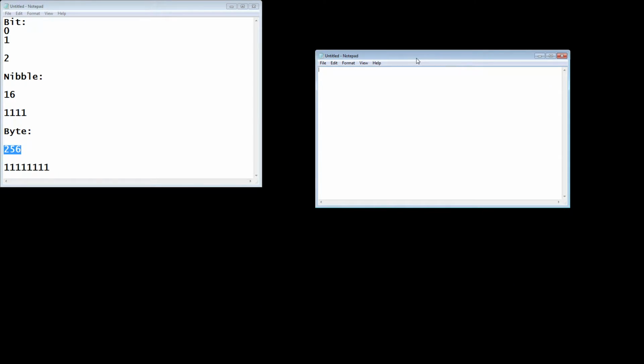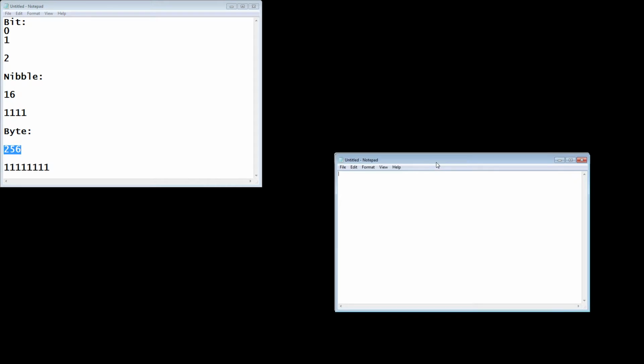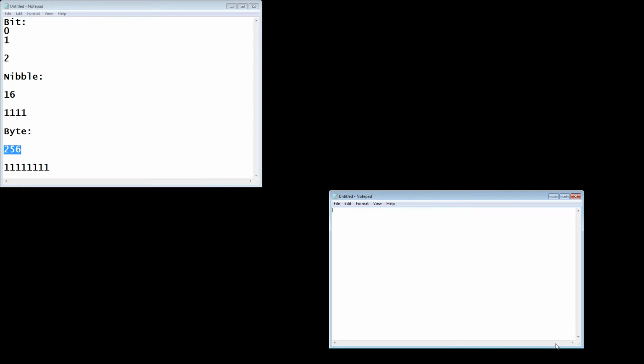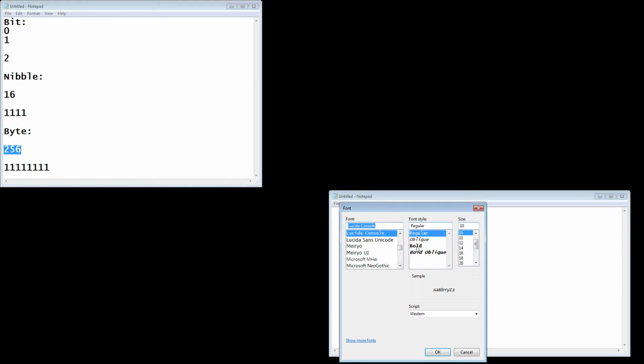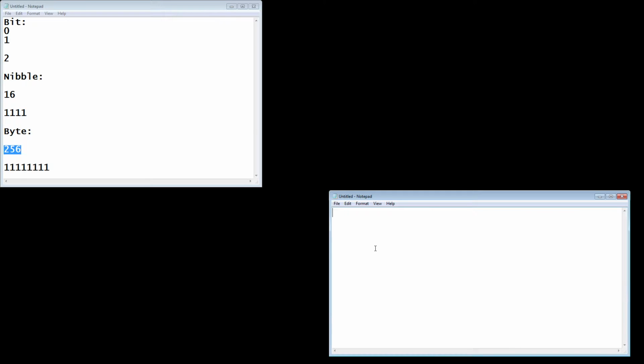Alright, so we're going to, I'll put this down here. That's where I had it last time. Alright, we're going to increase the font size just like that. Alright, so this is stuff that you probably went over in school early on.